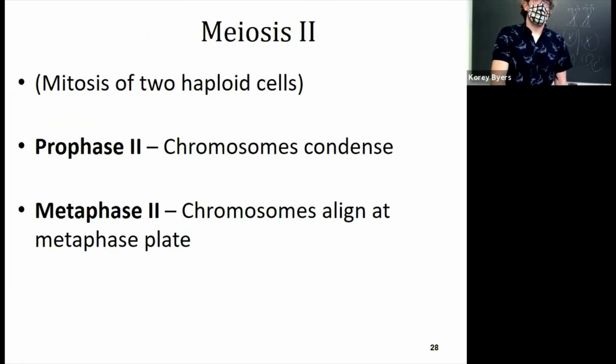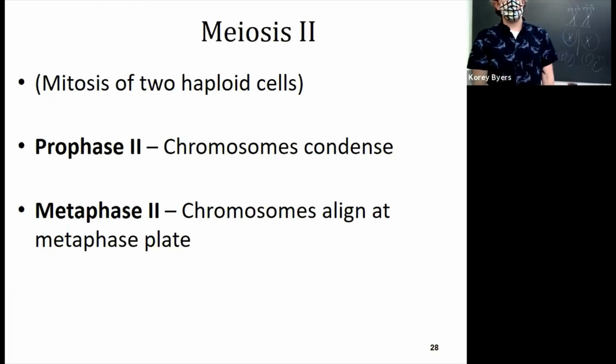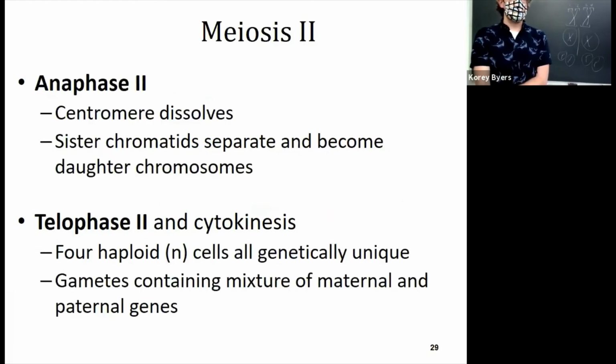Meiosis II, much simpler. We do the same thing again, but our goal now is just to separate those sister chromatids. Prophase II, chromosomes condense. Metaphase II, chromosomes align. Anaphase II, centromere dissolves, they separate. Telophase II, we reform the nuclear envelope, and cytokinesis occurs.